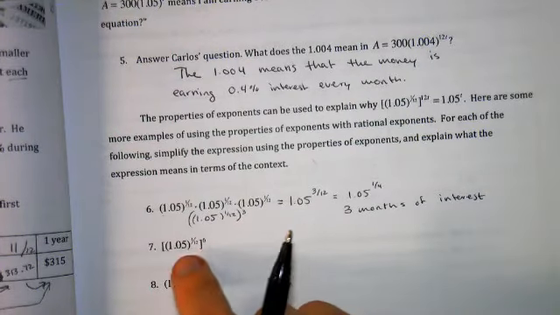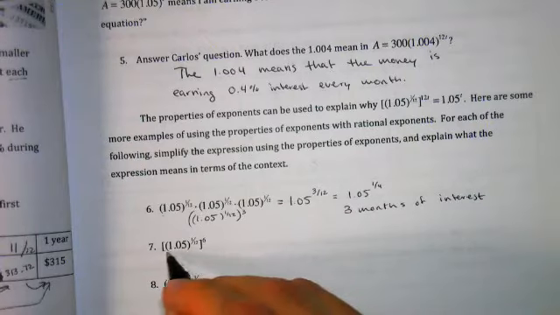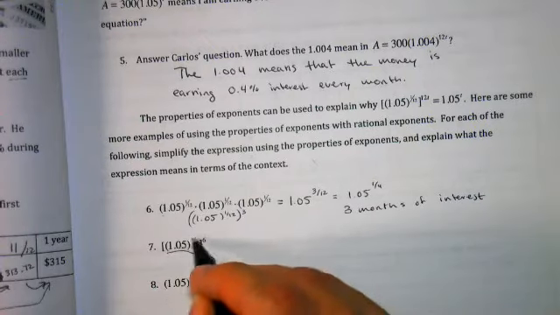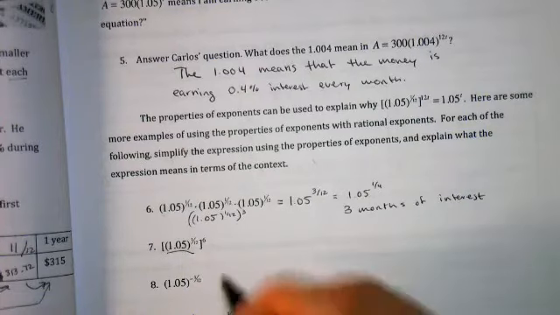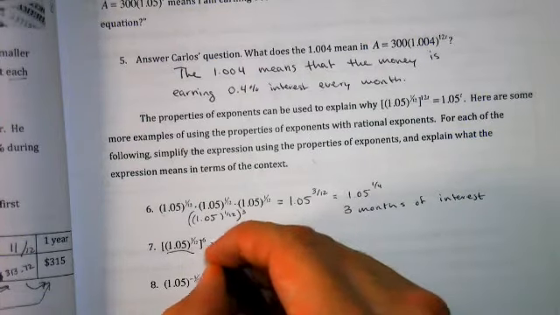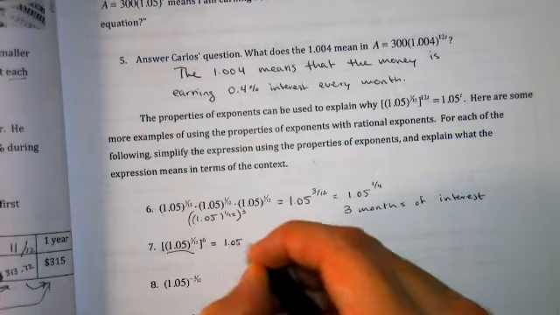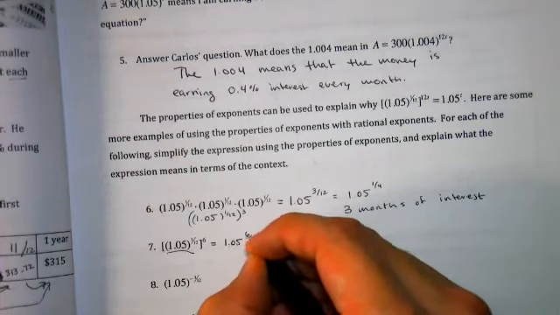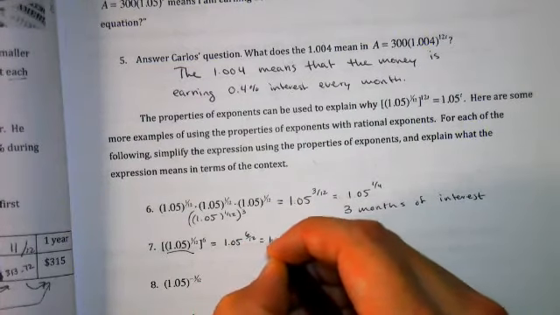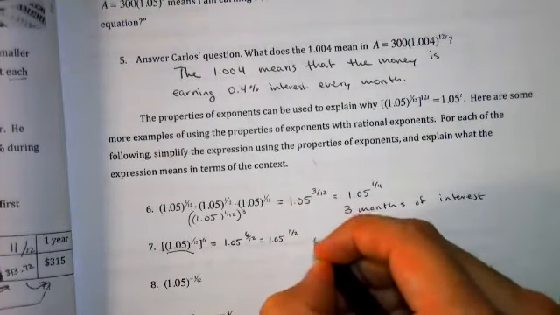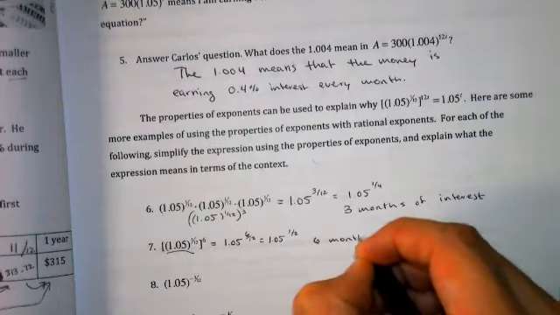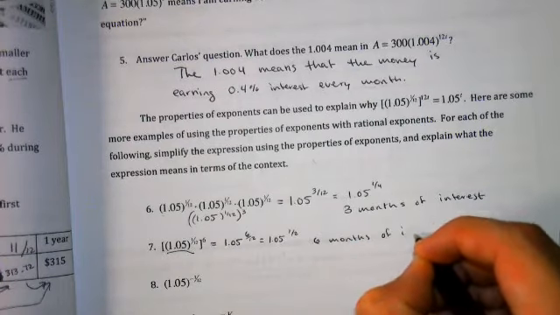So you're repeating the 1/12, 1.05 to the 1/12. You're repeating it 6 times, so that represents 6 months. We can say that's 1.05 to the 6/12 power, which is the same as 1.05 to the 1/2 power, and that represents 6 months of interest, half of a year.